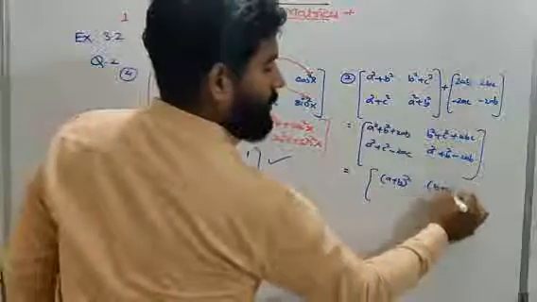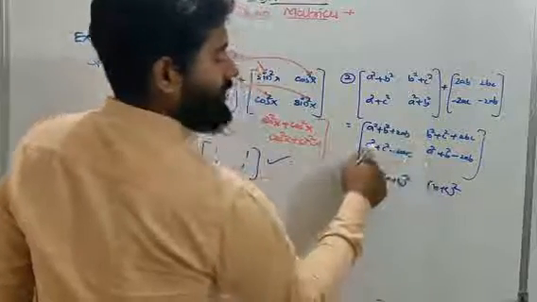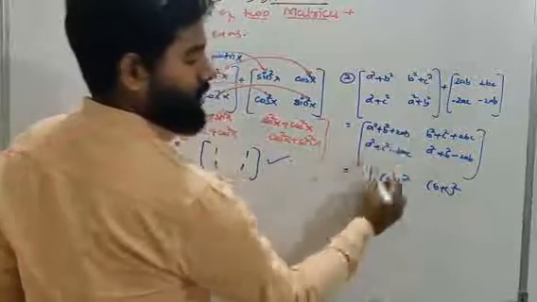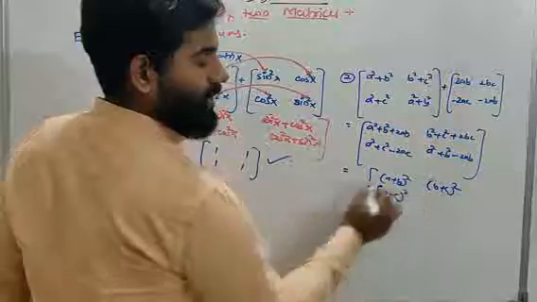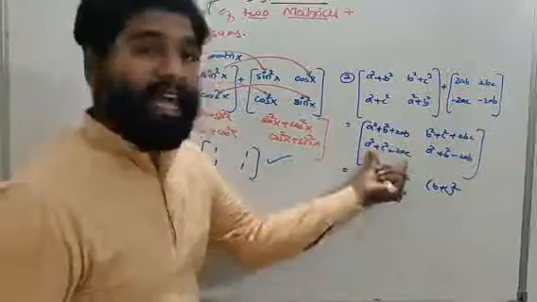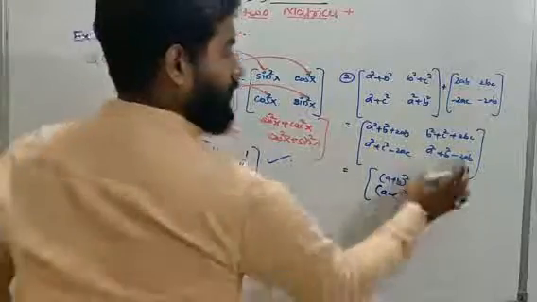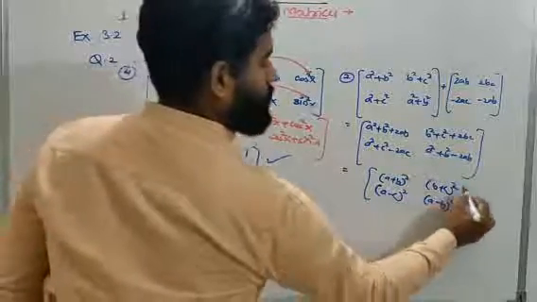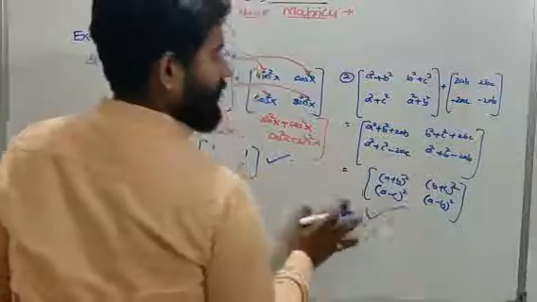and this can be written as b plus c whole square. This can be written as a square minus 2ac plus c square, so that is in the form of a minus c whole square. Expansion of a minus c whole square is going to be a square plus c square minus 2ac, and here it is a minus b to the whole square. So that's it. That is our addition.